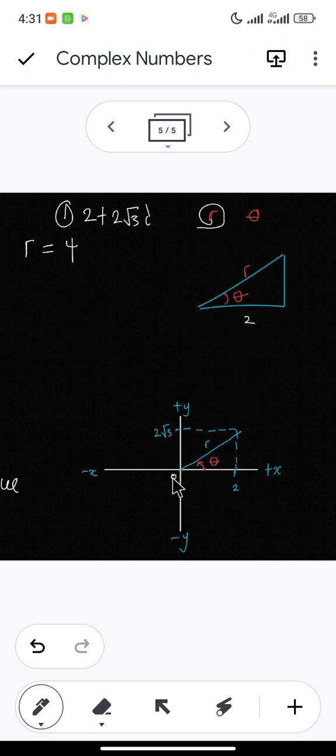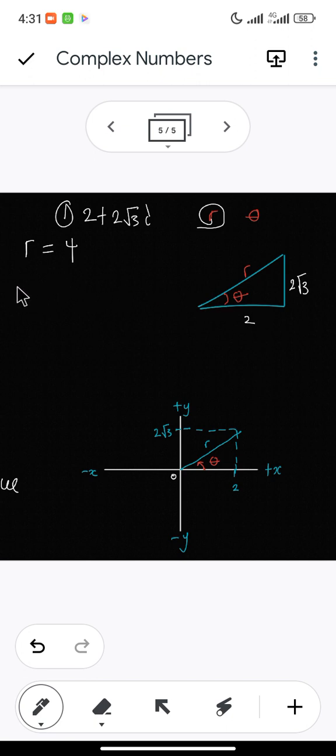If this is 0 and this is 2 root 3, the distance between this place is 2 root 3. And if the distance between these 2 points is 2 root 3, this is kind of like a rectangle. If this place is 2 root 3, this place also has to be 2 root 3. So we're going to have 2 root 3. So we're going to solve this.